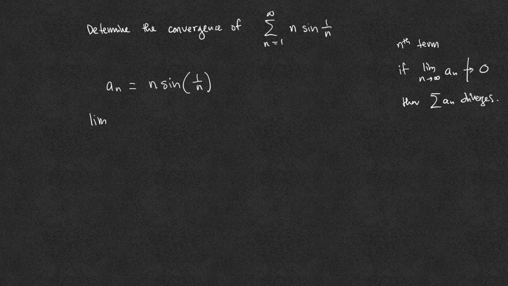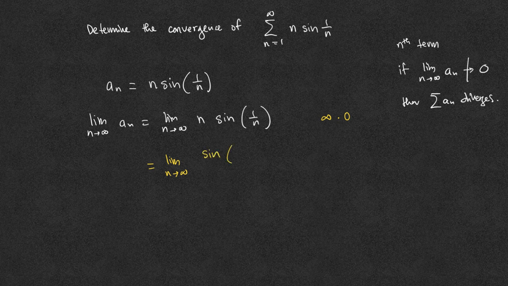So first, we take the limit as n goes to infinity of a sub n, which is the limit as n goes to infinity of n times sine of 1 over n. This is infinity times 0, which is an indeterminate form, so we could use L'Hopital's rule. But first, we would write this as a ratio, 1 over the other.